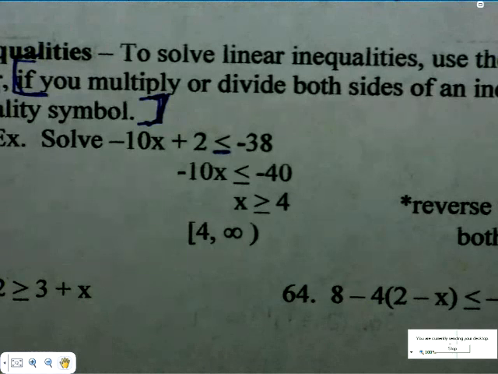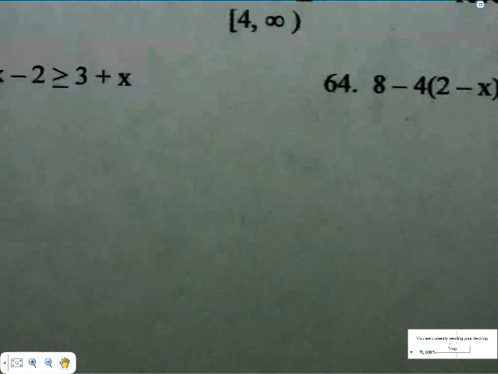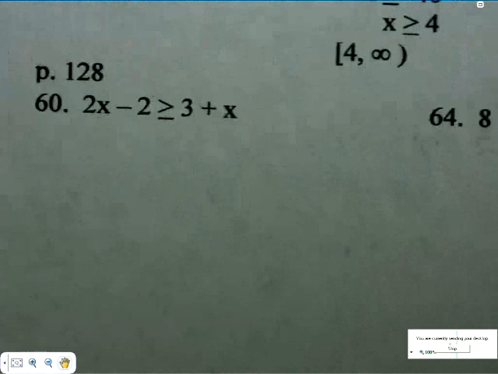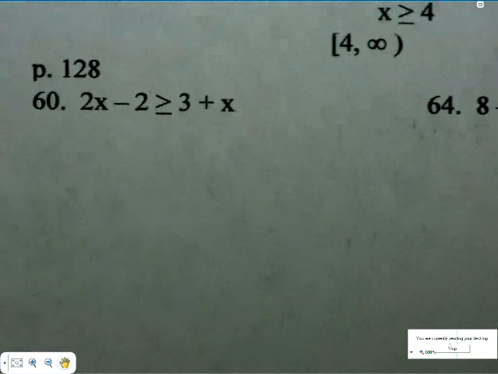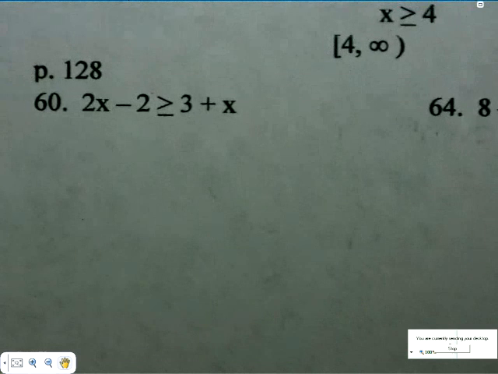All right. Number 60. This is so easy, I'm embarrassed. Don't have any fractions, don't have any parentheses, don't have any like terms to combine. So what?